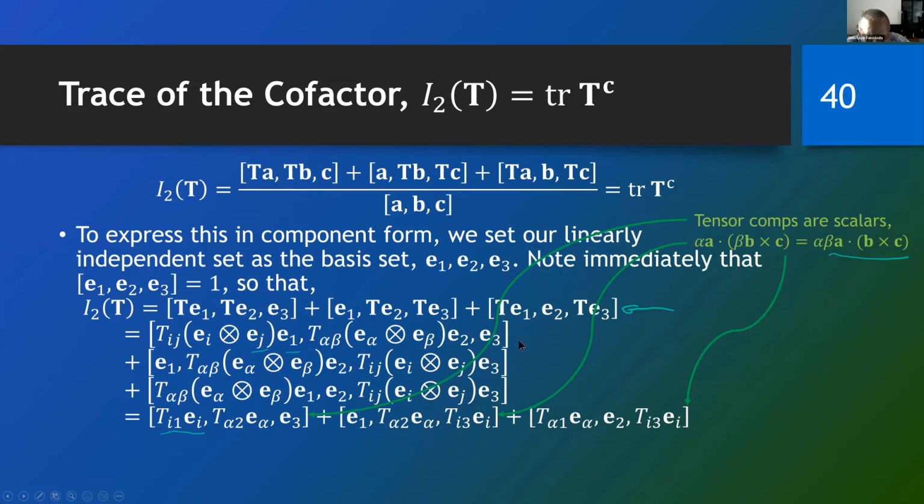So if you do that, and by the time you expand that, you just see that tensor components are scalars, so you can take alpha and beta out. If you have alpha A dot beta B cross C, you can take alpha beta out, giving alpha beta A dot B cross C. After doing all of that, we arrive at this.